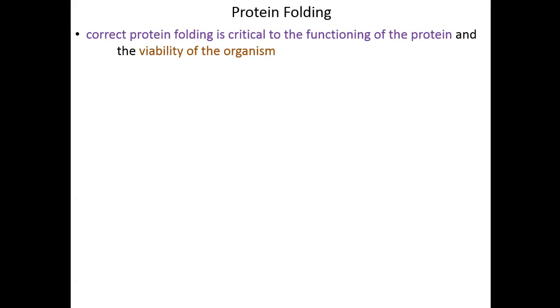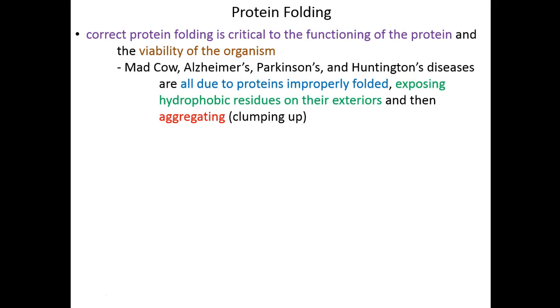Correct protein folding, not surprisingly, is critical for the protein having the right function, because structure equals function. That means correct structure gives correct function, and therefore the viability of the organism, because the organism requires the proteins doing the jobs correctly. Syndromes such as mad cow's disease, Alzheimer's, Parkinson's disease, Huntington's disease, all neurological in nature in these examples, these are all syndromes that at their root are due to proteins being improperly folded.